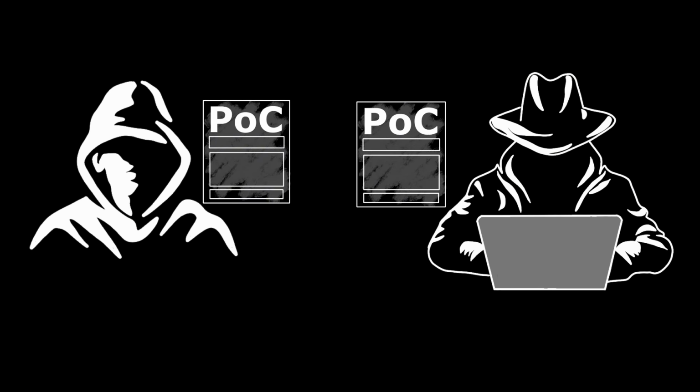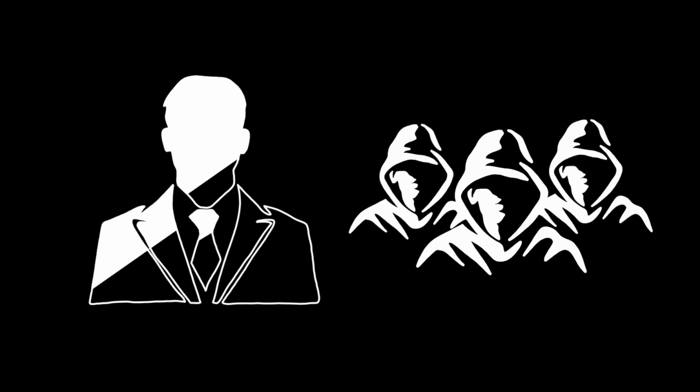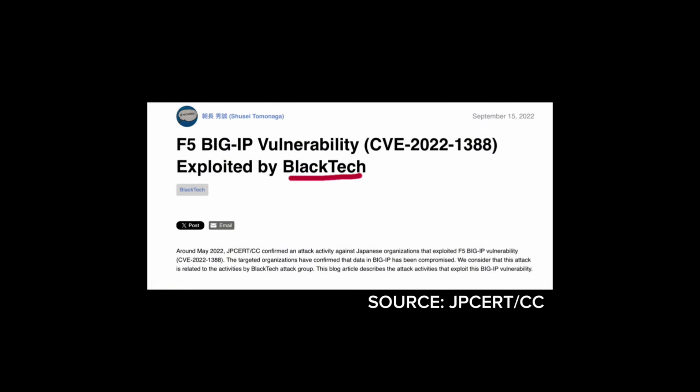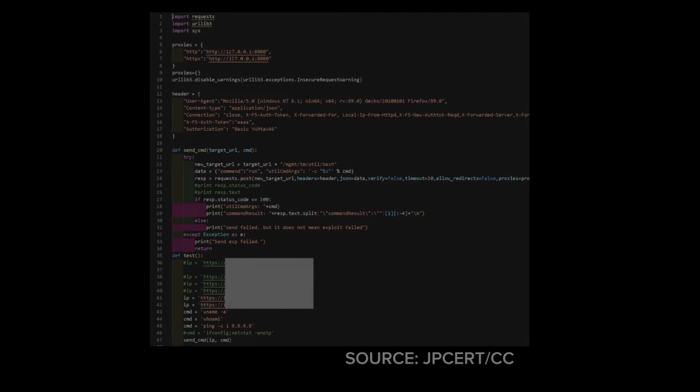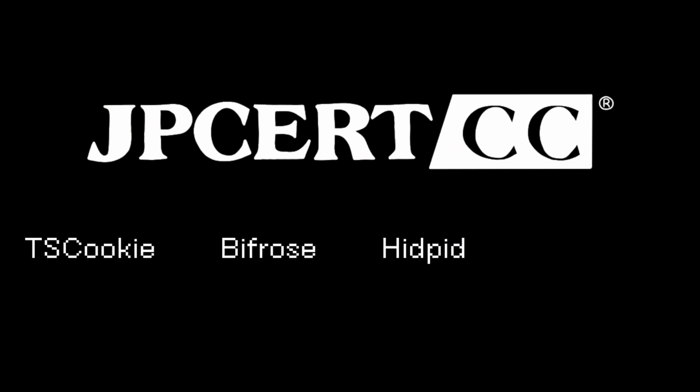The exploit spread across the whole web. Script kiddies and opportunistic criminals grabbed public proof of concepts within hours. Botnets and crypto miner operators soon automated the attack to drop payloads at scale. Within days, access brokers and ransomware groups were buying and exploiting these footholds, selling access or cashing it in themselves. There was confirmed nation-state activity too. BlackTech, an APT group believed to be based in Taiwan or China, used the bug against Japanese organizations. Japan's top incident response team reported malware like TSCookie, Bifrost, and a Linux implant called Hipid, running directly on compromised Big-IP devices for long-term espionage.